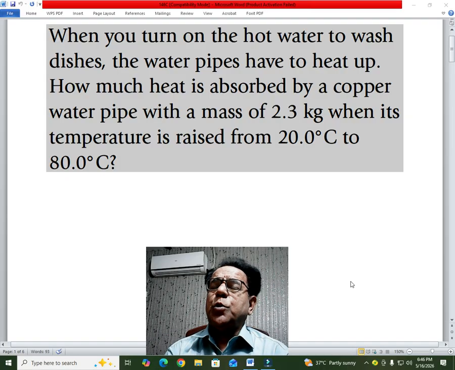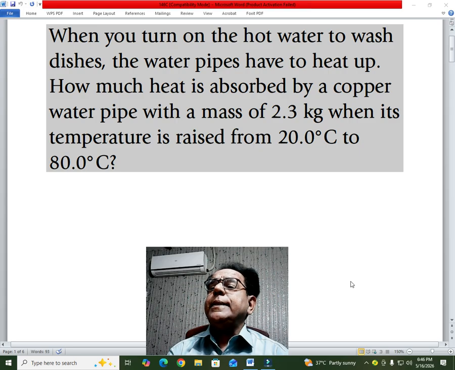This is our next problem. As usual, we first come to its statement. This problem is about thermodynamics, thermal energy. When you turn on the hot water to wash dishes, the water pipes have to heat up.